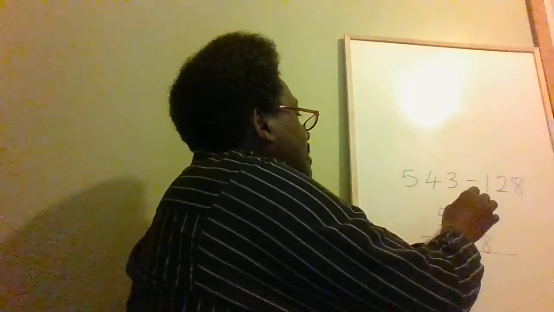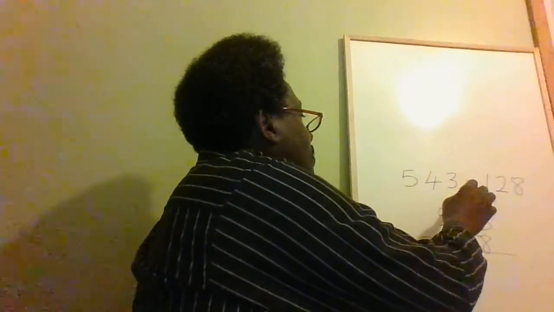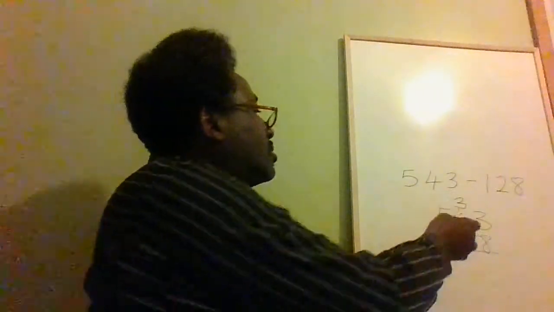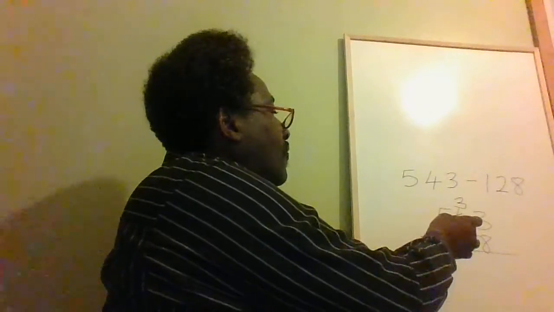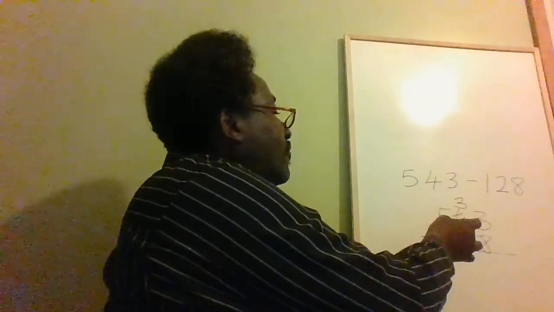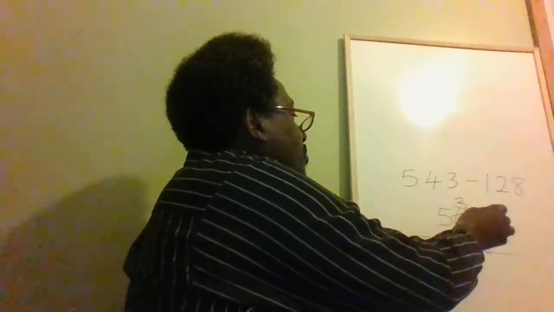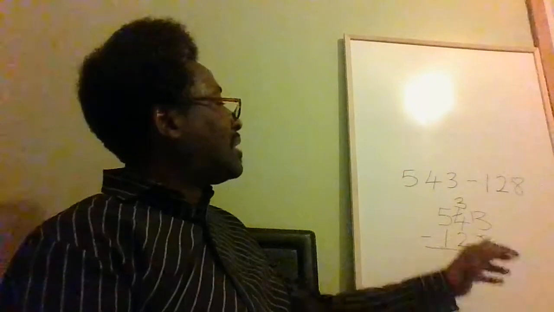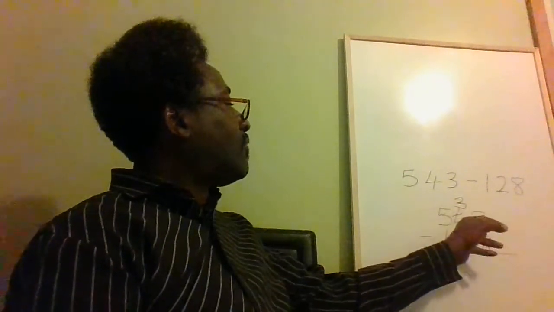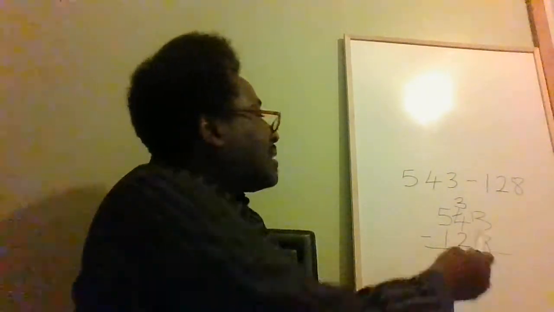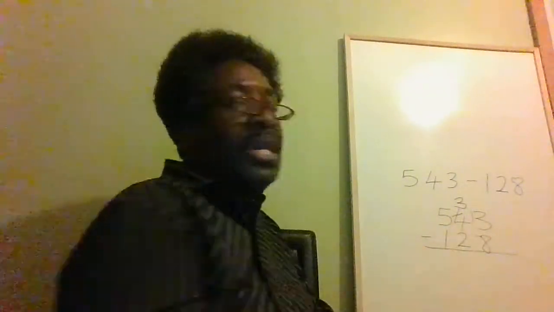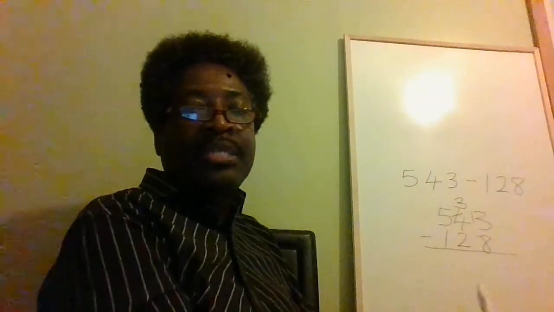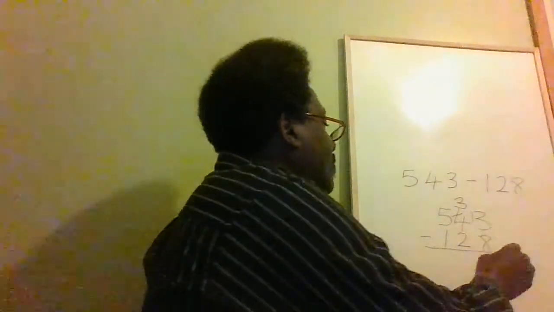So that 3, you put it on top of the 4. The 1 you took from the digit of 4, put it in front of this 3, make it a small one. You don't need to make it as big as the 3. So put it in front of the 3 to make 13. And now you can work out 13 take away 8. 13 sticks take away 8 sticks is 5.